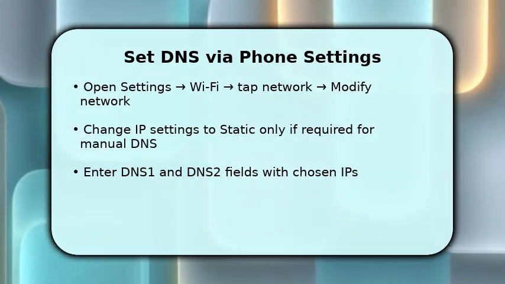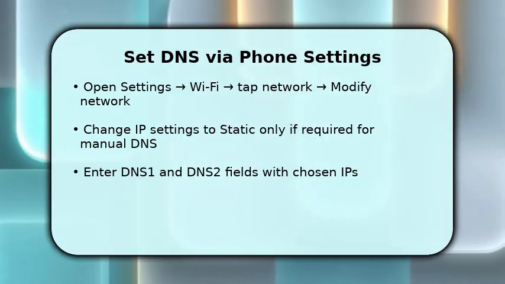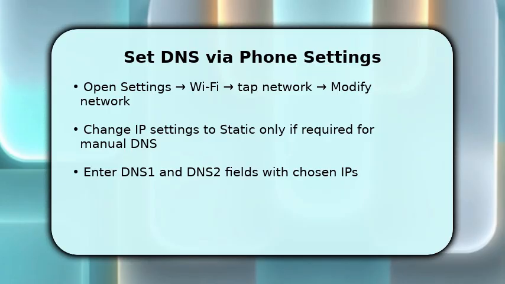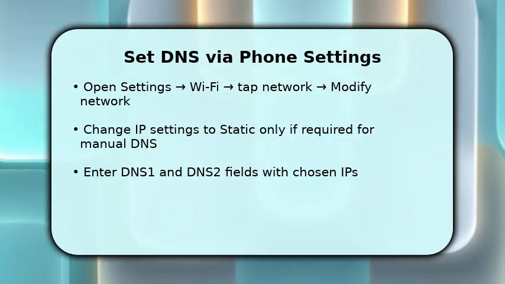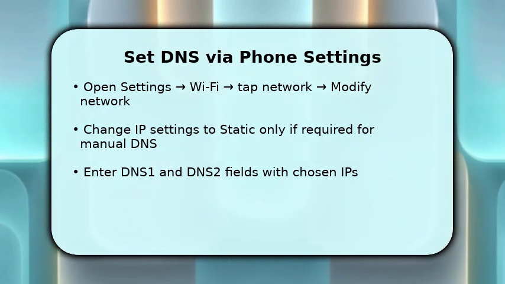Enter DNS1 and DNS2 with the IPs you prepared and save. Make sure to reconnect and verify name resolution. This method edits the client DNS directly and works where system DNS override isn't present.